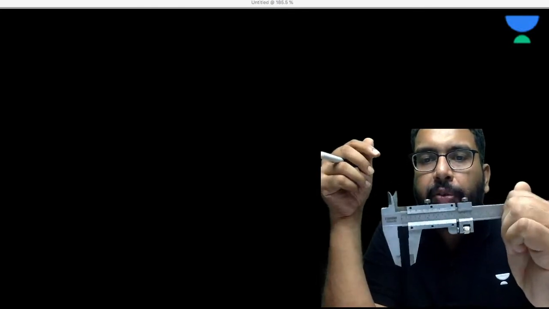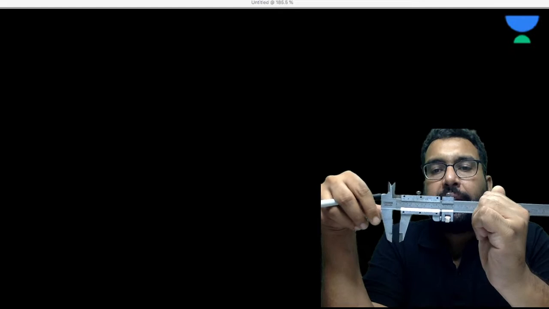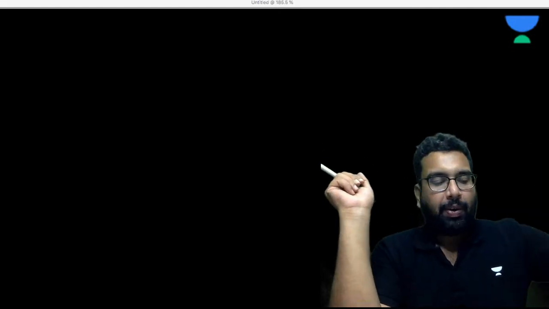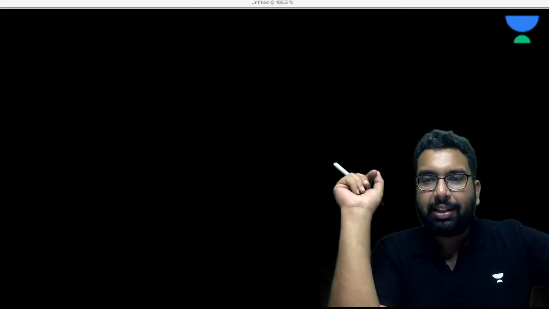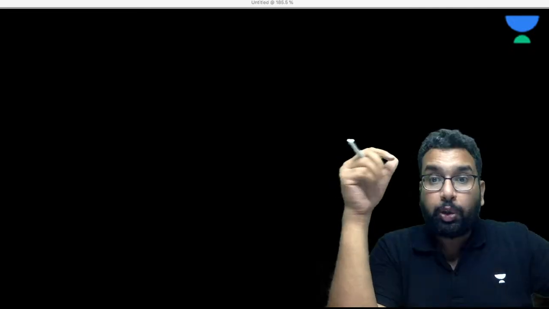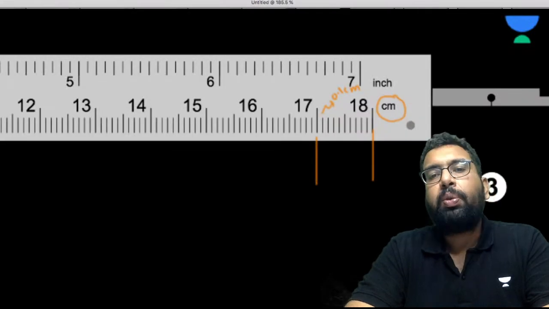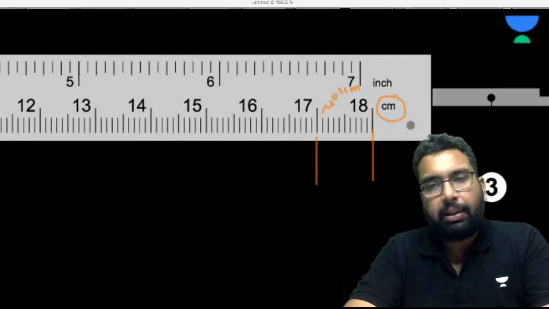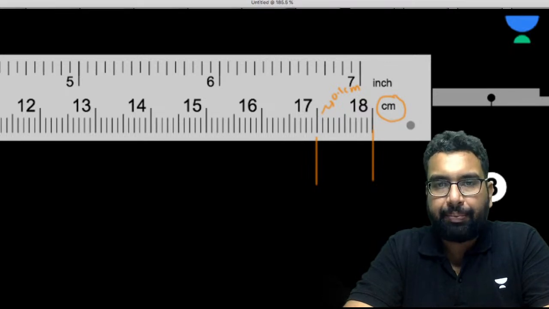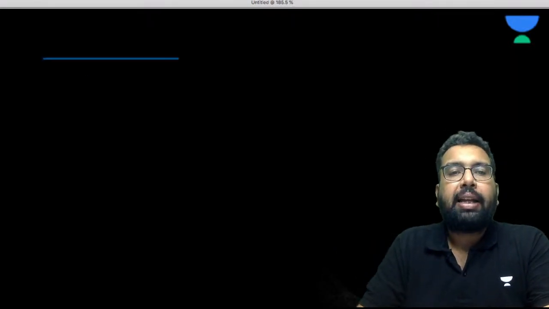Now if you observe it clearly, there is some position of the vernier scale over the main scale. Using this, we are going to see the reading. I'll come to this also, but first, let's talk about the division. As I have shown you here, the main scale is basically like the meter scale.